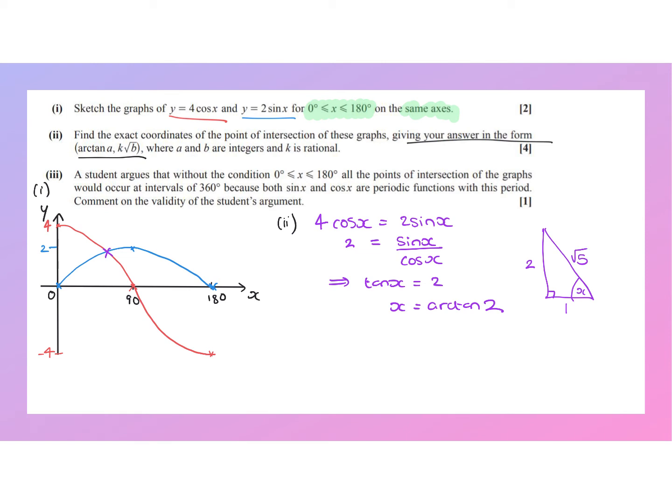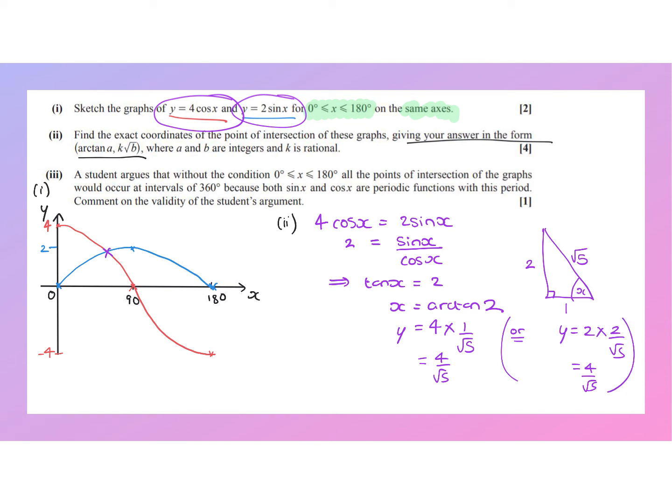Now, the y-coordinate can be worked out by substituting into this equation or this equation. So we just have to work out what 4 times the cos of x or 2 times the sine of x is. So y is equal to 4 times the cosine of x, which is clearly 1 over root 5. So that's 4 over root 5. Or if we use y equals 2 sin x, well, that's 2 times 2 over root 5, which also comes to 4 over root 5. So that just verifies our result there.